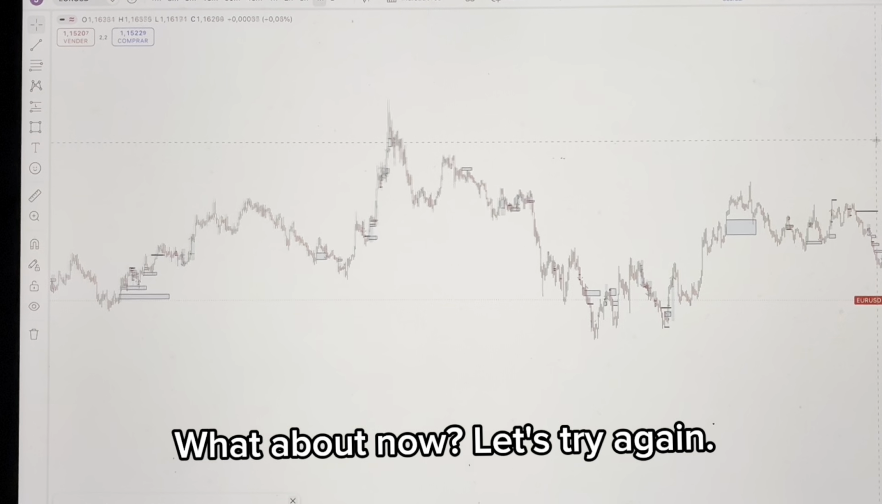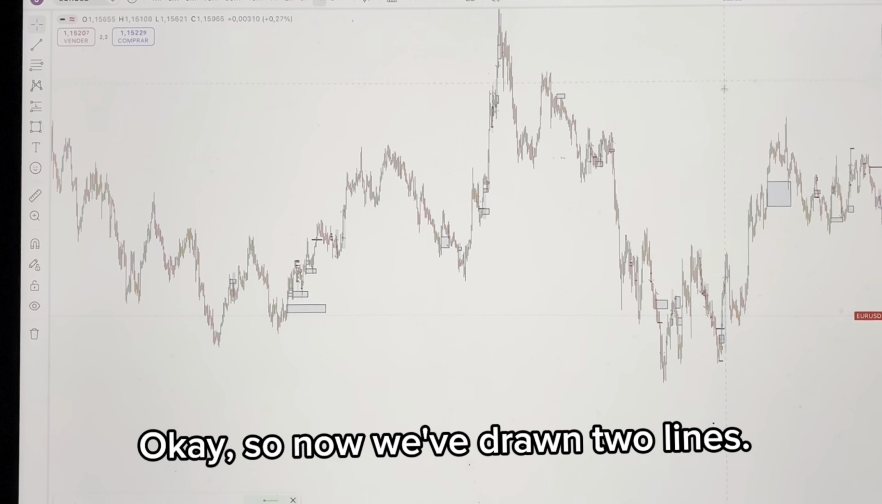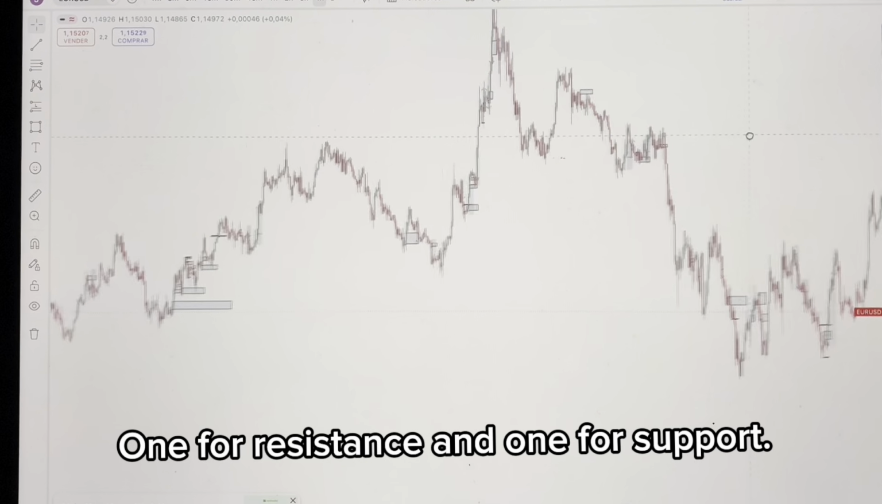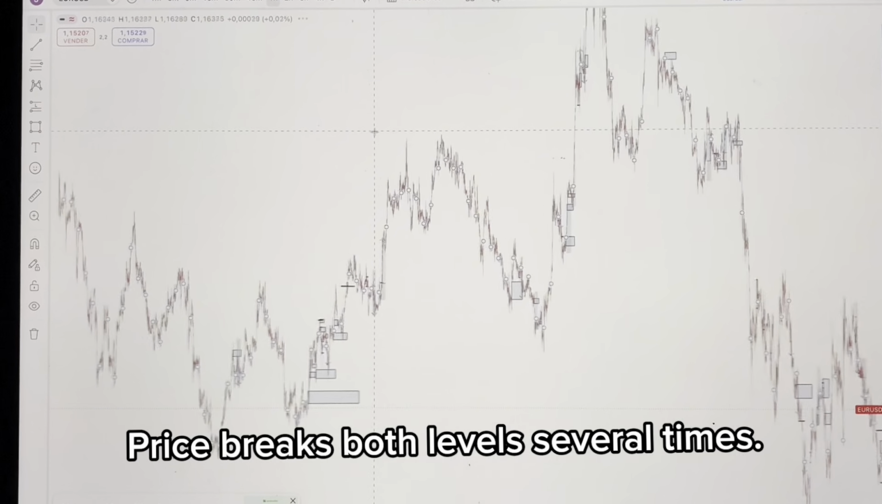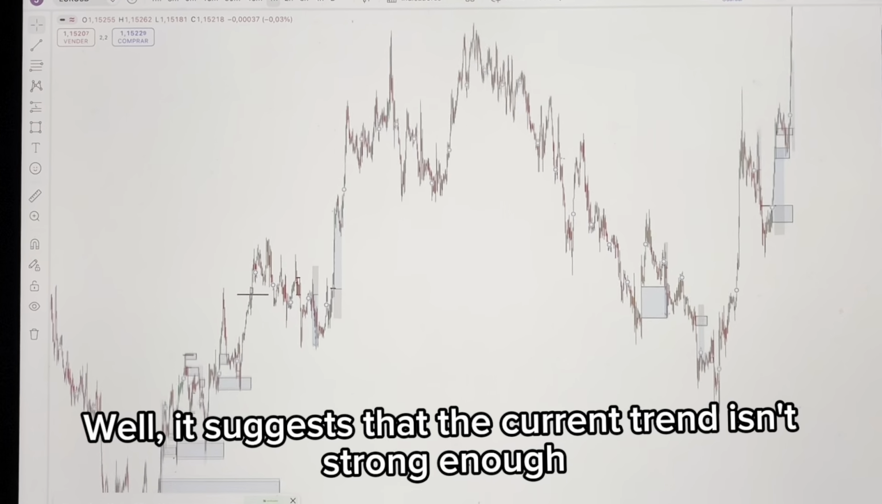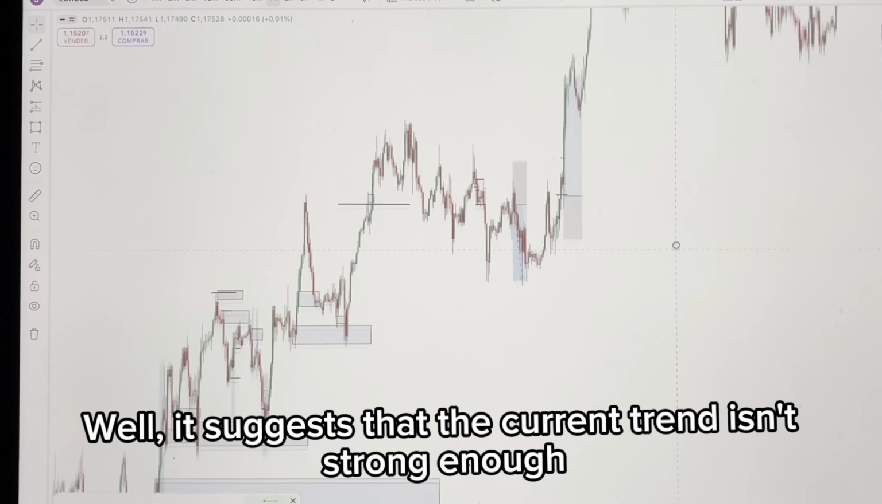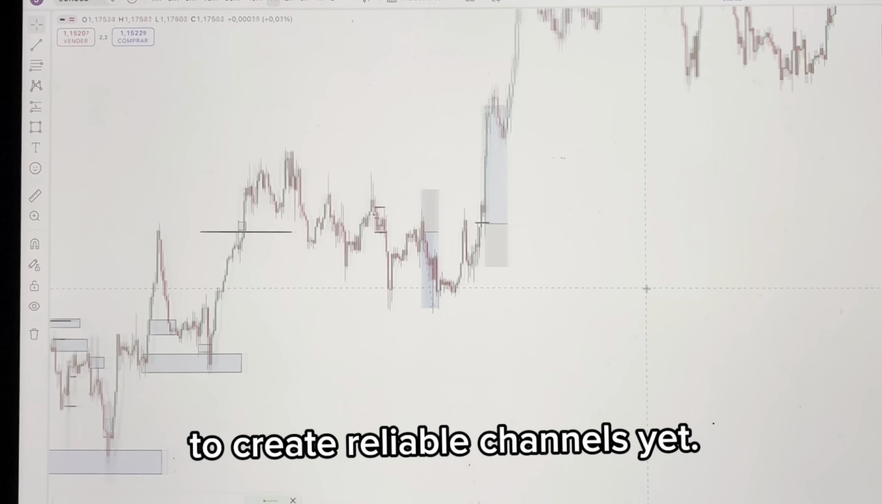What about now? Let's try again. Okay, so now we've drawn two lines. One for resistance and one for support. Price breaks both levels several times. So where does that leave us? Well, it suggests that the current trend isn't strong enough to create reliable channels yet.